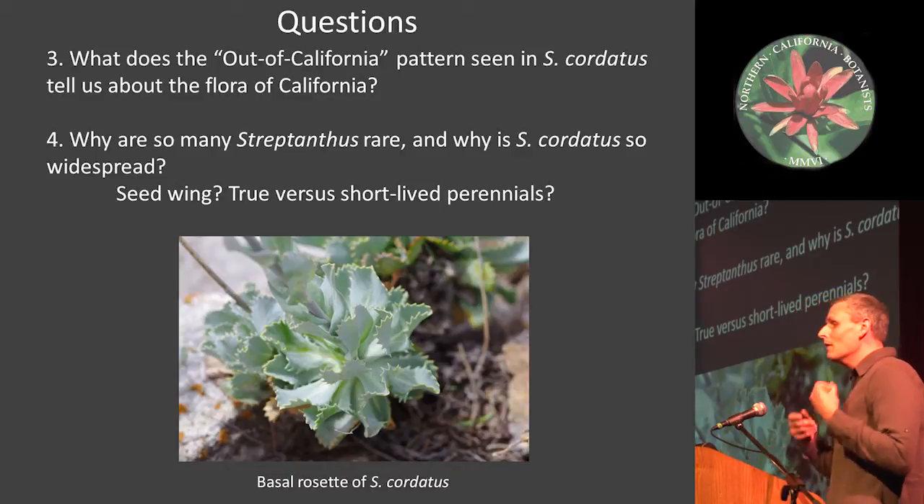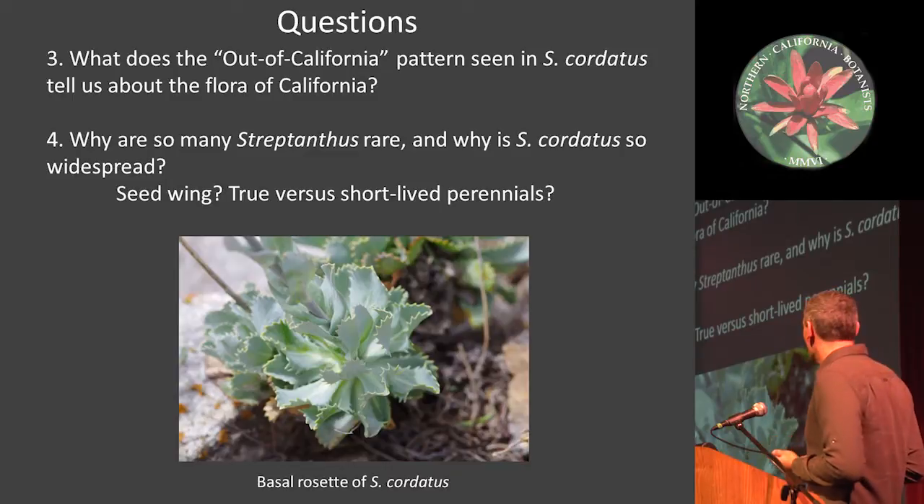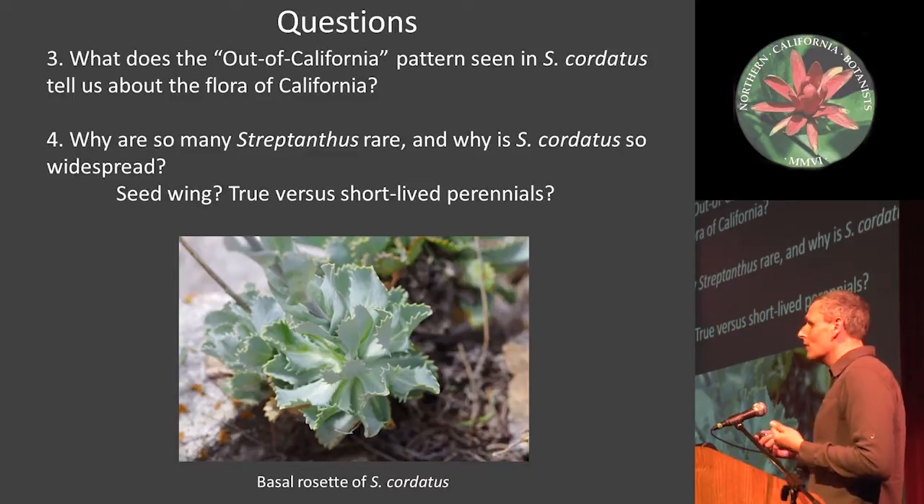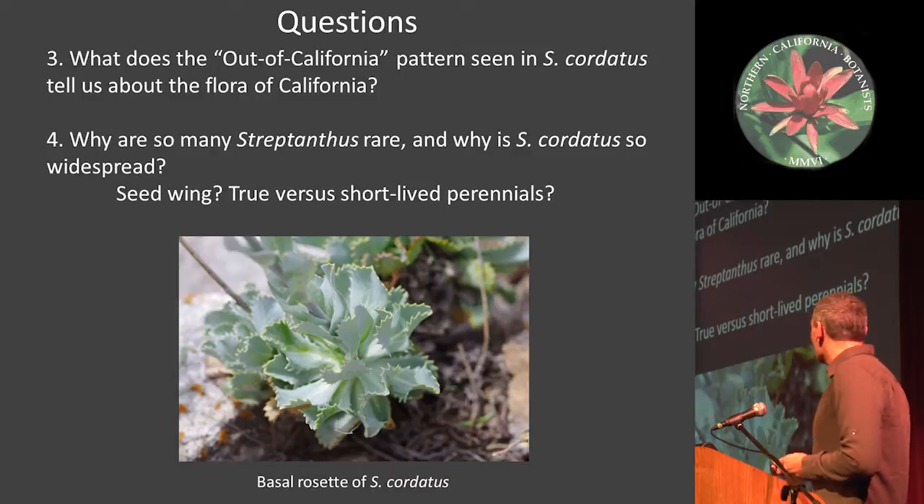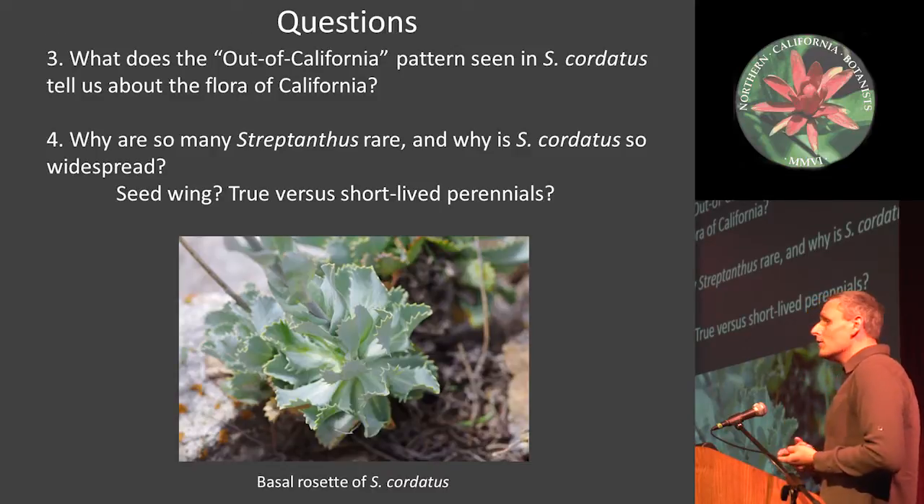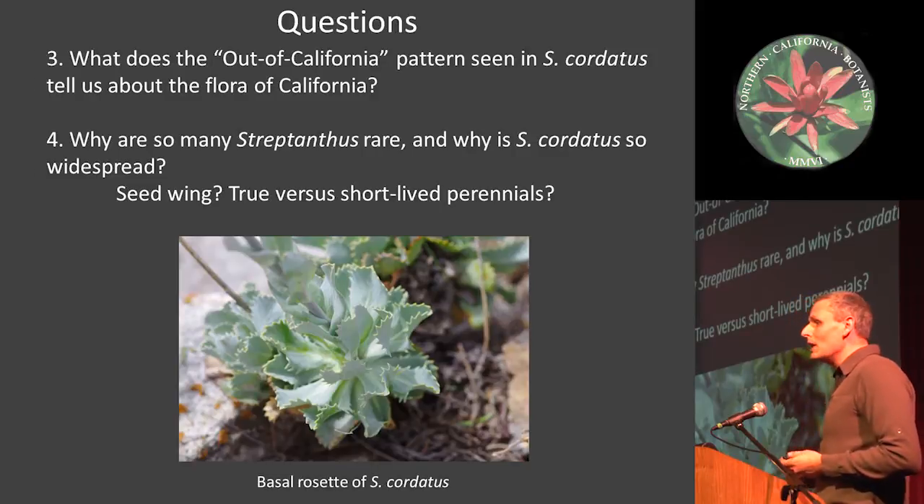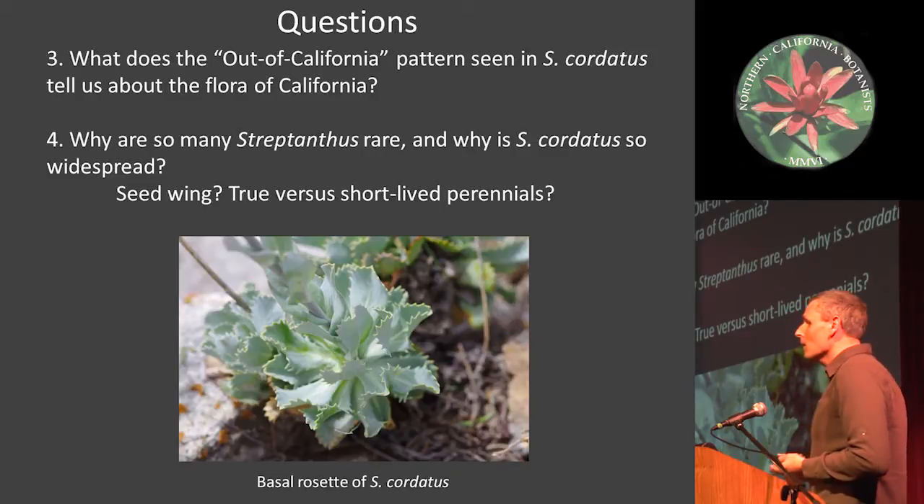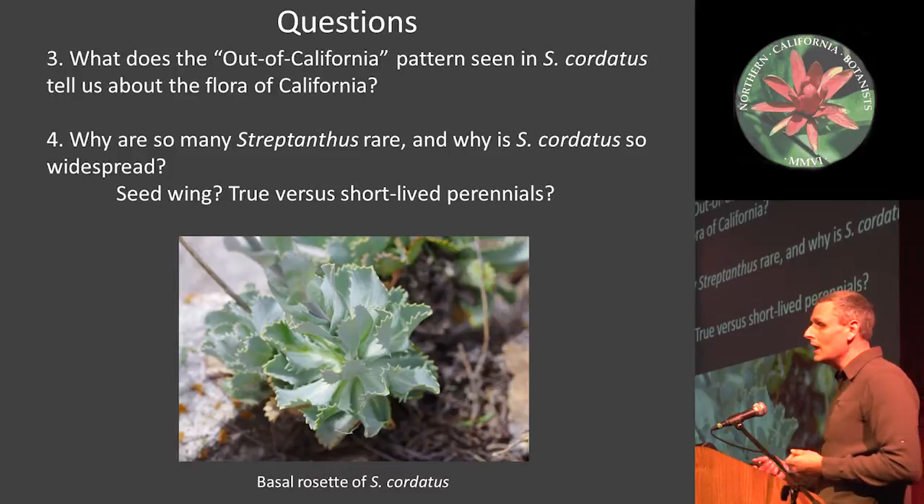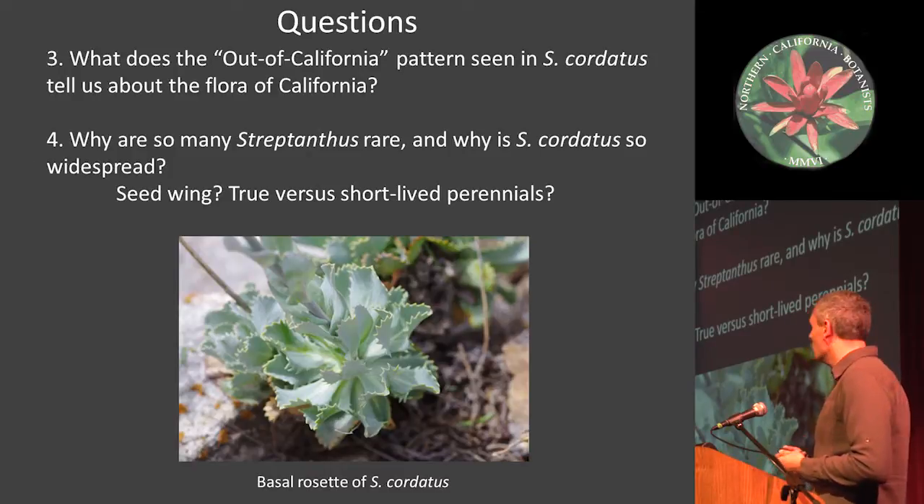And I have some tentative hypotheses about what might be the origin of the widespread nature of cordatus, and that could be related to seed wing size, which is quite large in cordatus. Additionally, in Streptanthus cordatus you see this basal rosette. It's a long-lived plant, where most other Streptanthus are annuals, and even in the howellii alliance, most of the Streptanthus are less long-lived. And there could be other aspects of reproductive biology at play here that are leading Streptanthus cordatus to be so widespread.